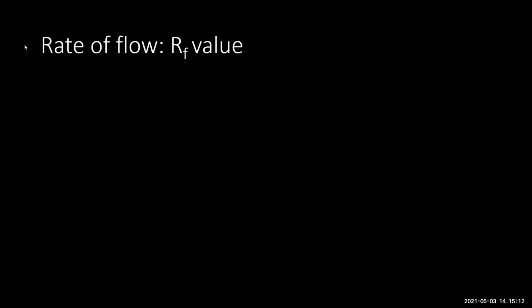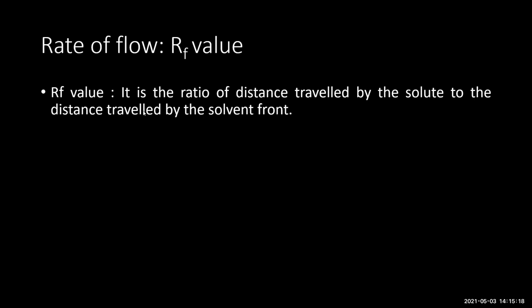The next is very important: rate of flow, or RF value. What is that? The RF value definition goes something like this. It is the ratio of the distance traveled by the solute to the distance traveled by the solvent front. What is the solvent front? That is the movement of the mobile phase, the edge of the mobile phase that keeps on moving. The distance traveled by the solute will be from the point of application when we visualize the separation.